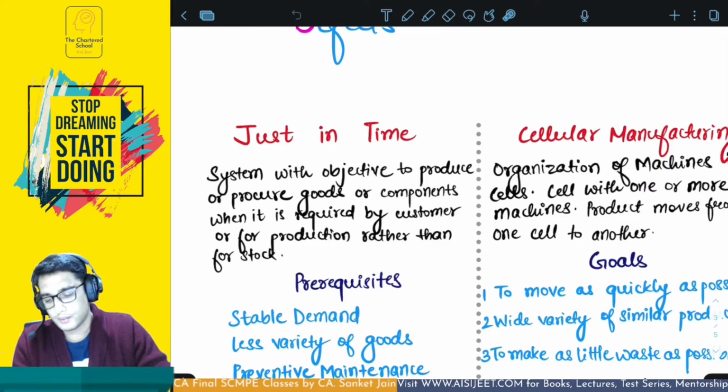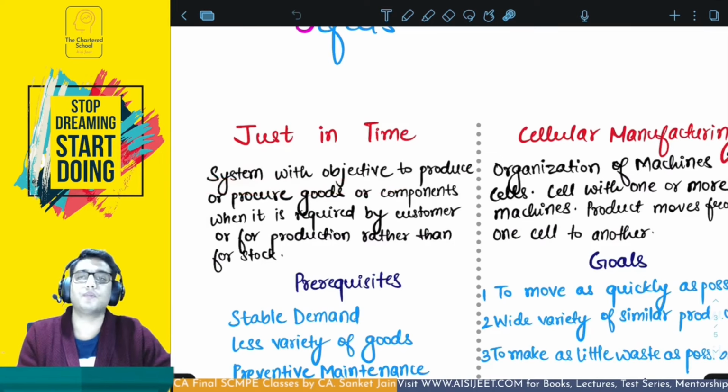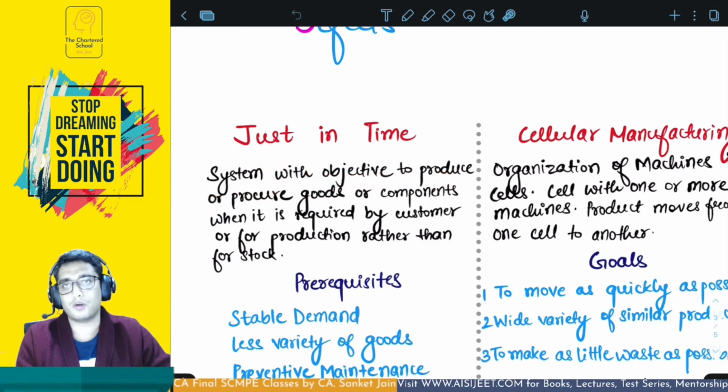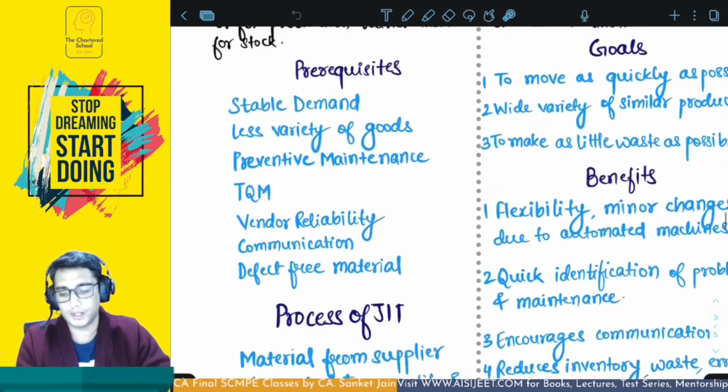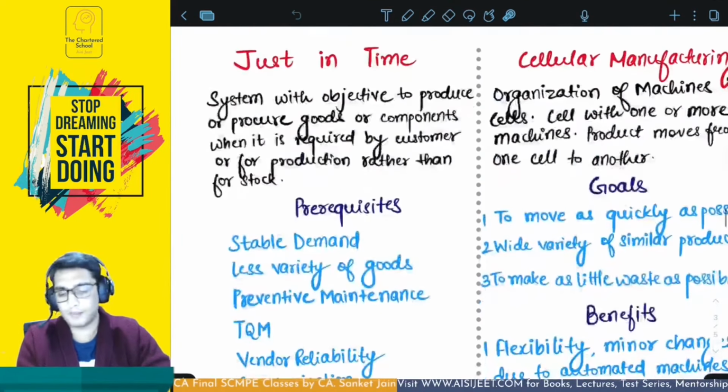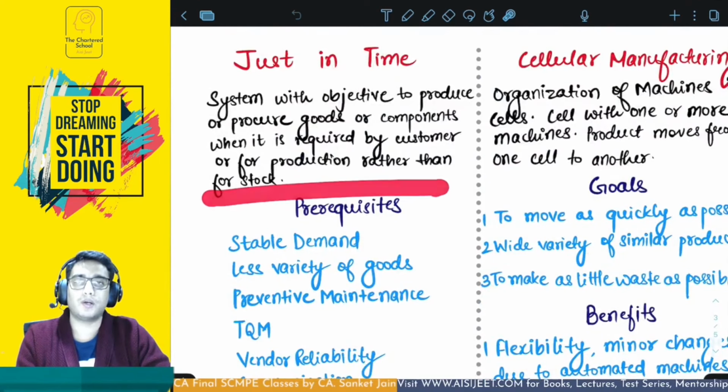So what we are trying to do is we have a system with the objective to produce or procure goods or components when it is required by the customer or production and not for stocking it up. You don't want to have buffer stock because you want to reduce the carrying cost and you also want to reduce the finance on the working capital blocked, right? So it's a system whose objective is that you want to produce or procure only as much as what the customer requires or as much as you have to produce, but not for stocking it up. Alright, now there are certain prerequisites of JIT. Before we move to the prerequisites, I'd like to mention the fact that it will definitely reduce your material handling cost, right?